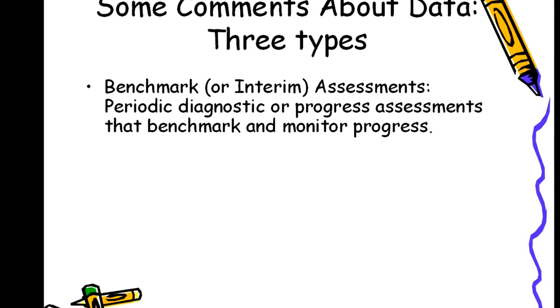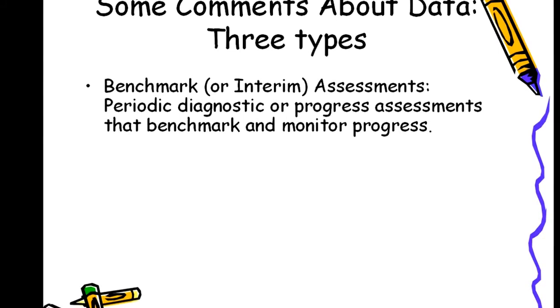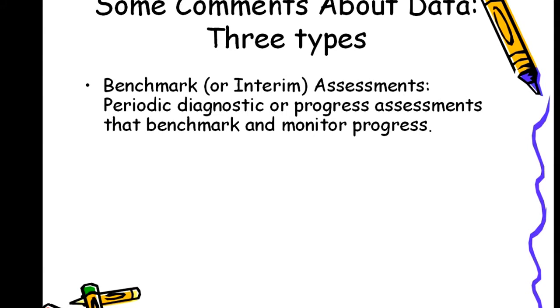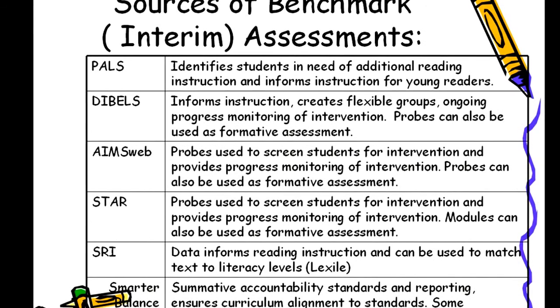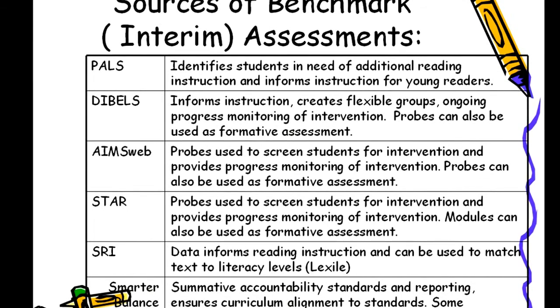So there are three types of data. Again, a lot of this might be review, but one is the interim kind of assessment or a benchmark assessment. And these are periodic, usually 2 to 3 times a year, correct? And they provide us with a monitor of progress. They are guideposts, fence posts along the way that give us some information as to whether or not we are being effective or not. Here are some of the things that may or may not be available to you in this district to use as benchmark assessments.